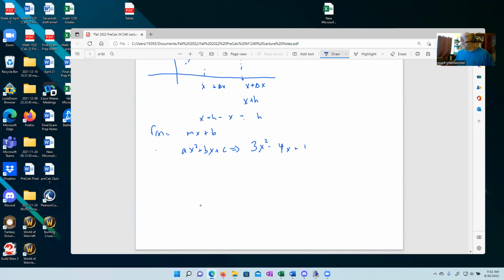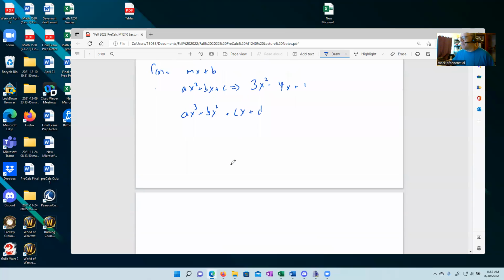We could also do a cubic, so we're going to have ax cubed plus bx squared plus cx plus d. This could be a very tedious problem. So again, it's going to be something like x cubed minus, say, 3x squared plus 1. That would be a good problem. Actually, that would be a terrible problem, but that would be a reasonable problem. That's the kind of way I'm going to pitch it to you.